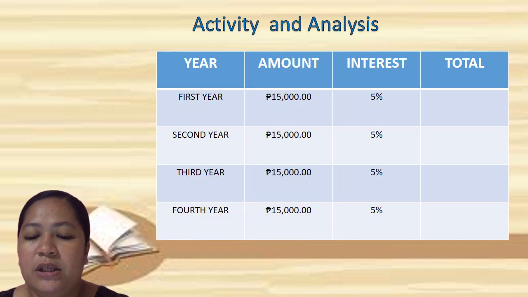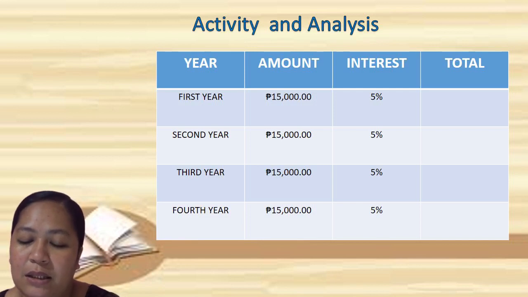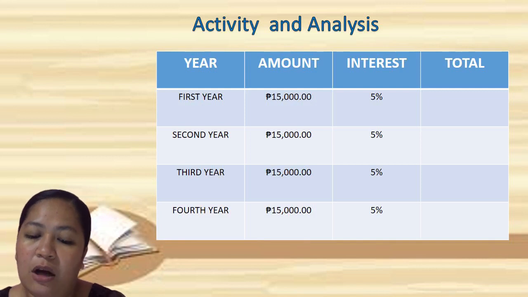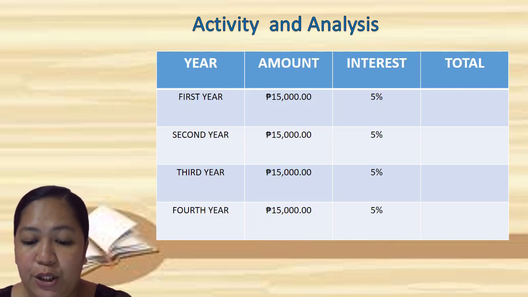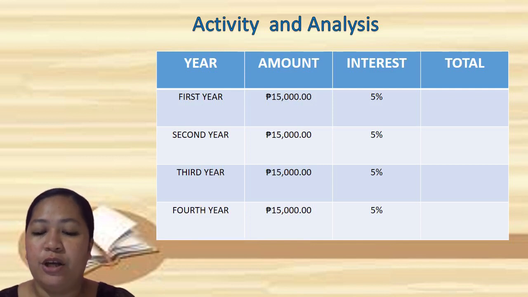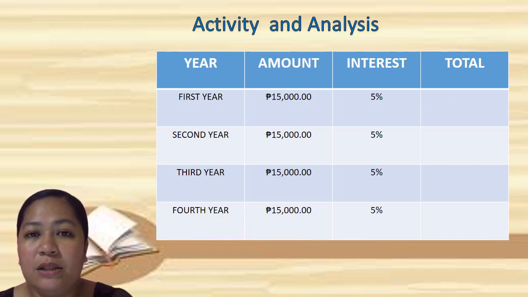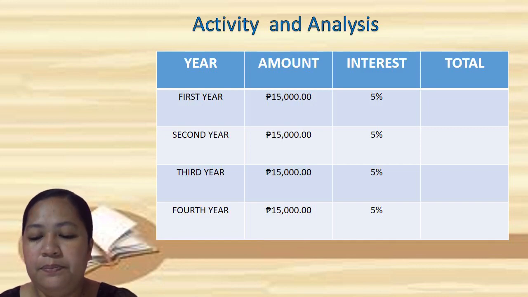In the table, you will see the year, the amount, the interest, and the total. As you can see here, the first column is the year: first year, second year, third year, and then fourth year. And then the other column is the principal amount of 15,000. And then the interest, which will be 5%, on the third column. And lastly is the total.